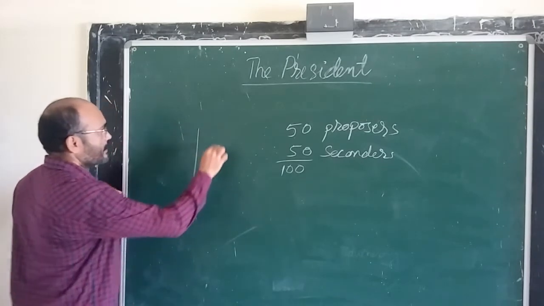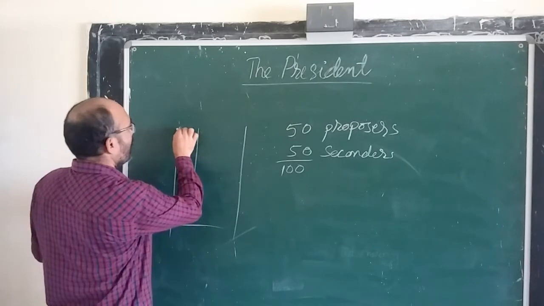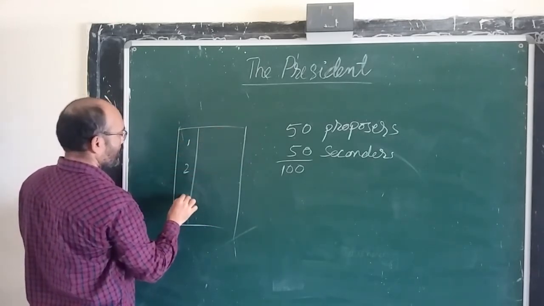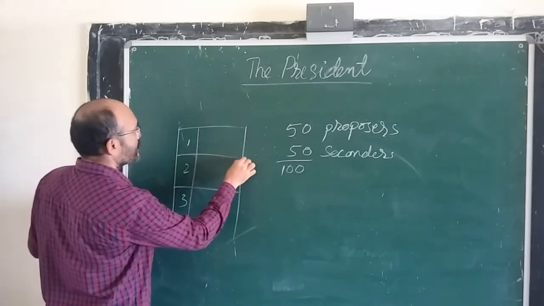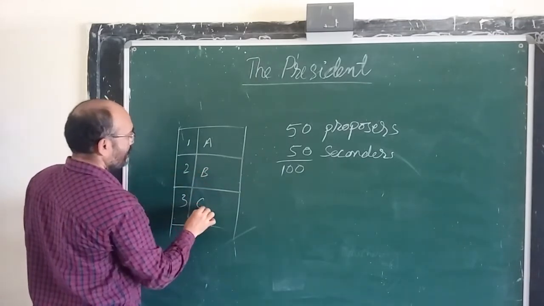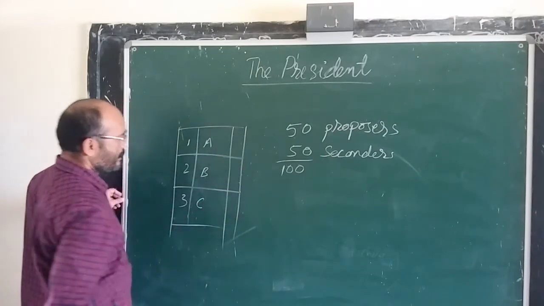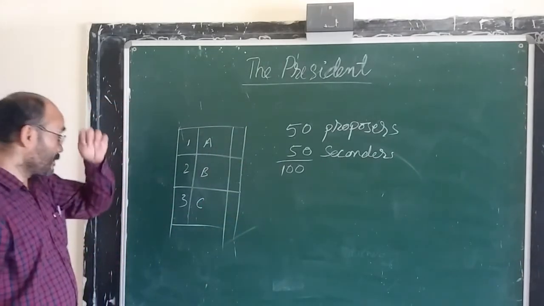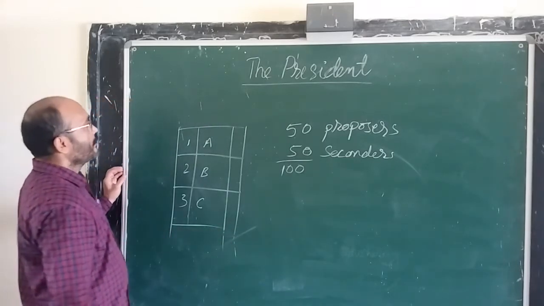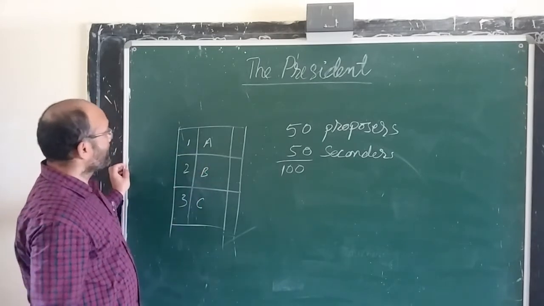Suppose 3 candidates are there. Just imagine this is the ballot paper. Candidate number 1, candidate number 2, candidate number 3. Their names are A, B, C. And in this election, suppose a member of Lok Sabha is casting his vote. This is the ballot paper.